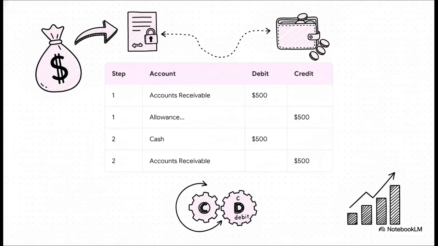First, we have to reverse the write-off. We put the receivable back on the books by debiting accounts receivable and crediting the allowance account. This is super important for keeping a good credit history on that customer. And then, step 2 is simple. We record the cash collection just like any other, with a debit to cash and a credit to accounts receivable.